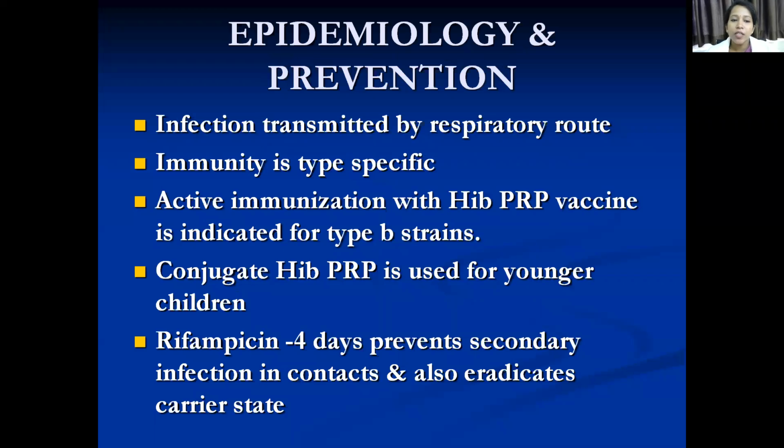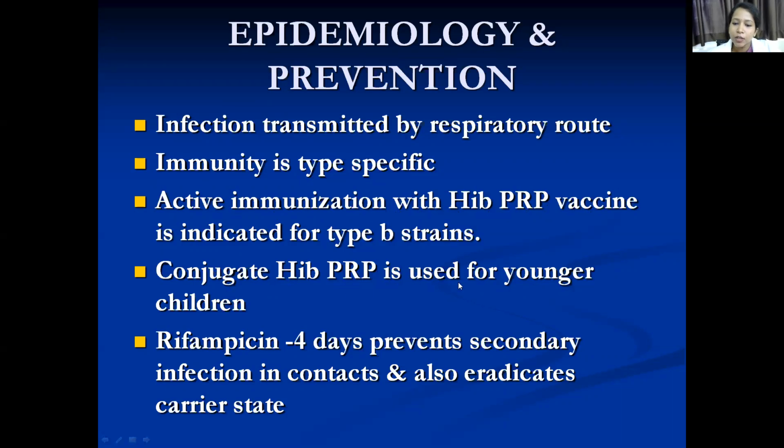Now, epidemiology and prevention. I have to rush, only 15 minutes are left. The infection is transmitted by the respiratory route, and the immunity we get after an infection is type specific. Active immunization with the Hib PRP vaccine is indicated for type B strains only. The Hib PRP vaccine is a conjugate vaccine, meaning it is combined with other vaccines also.